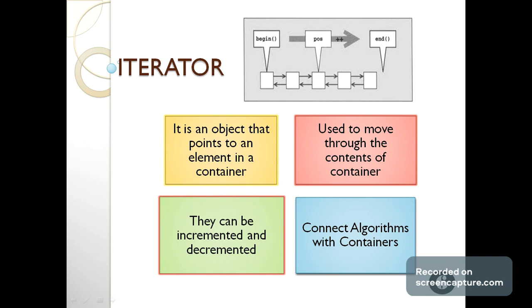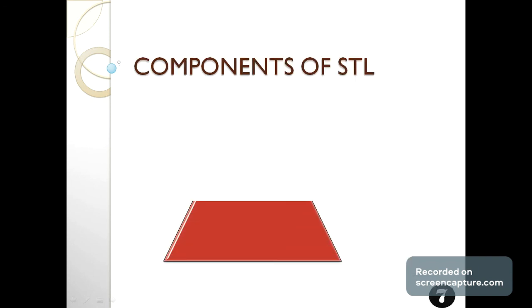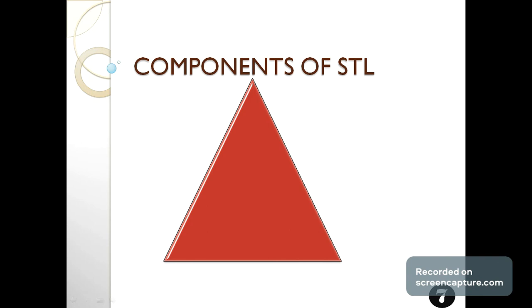So this was all about the three different components of STL which we have seen, that is container, algorithms and iterators. In the next lecture, we are going to see the main component of STL, that is container, and we'll discuss container in detail.